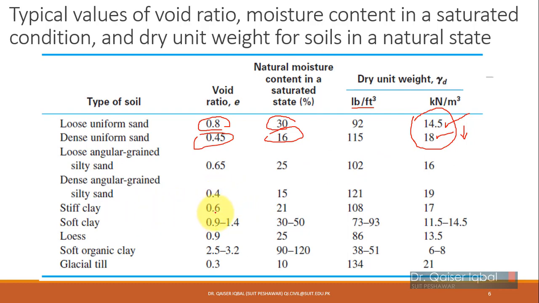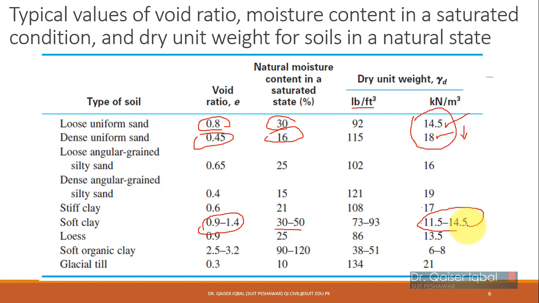Then you have clays over here. For stiff clays the void ratio is less, but if it is soft clay, the volume of voids is more. Sometimes the volume of voids is even more than the volume of soil solids, so you can have a void ratio greater than 1 over here as well. Similarly, when there are more voids, there will be more moisture content and lesser dry unit weight. If the voids are less, the dry unit weight will be more. If the voids are more, then the dry unit weight will be less, of course, because we know the dry unit weight is weight of soil solids divided by the total volume.